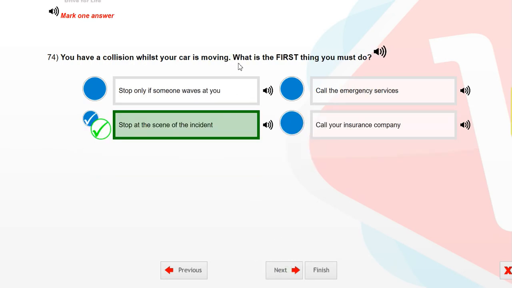You have a collision whilst your car is moving. What is the first thing you must do? في حالة الحادث وسيارتك لا زالت تتحرك، ما أول شيء عليك عمله؟ Stop at the scene of the incident. قف في مكان الحادث.